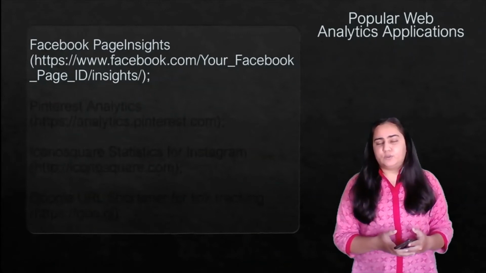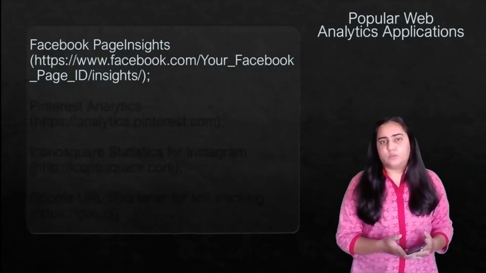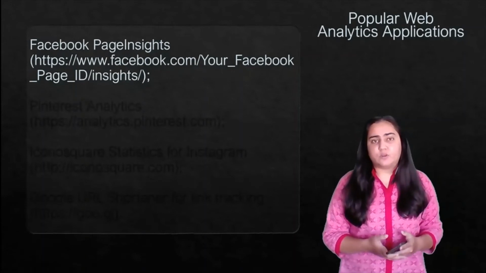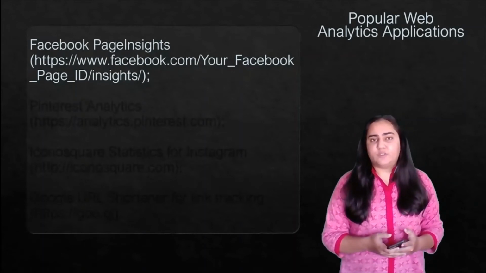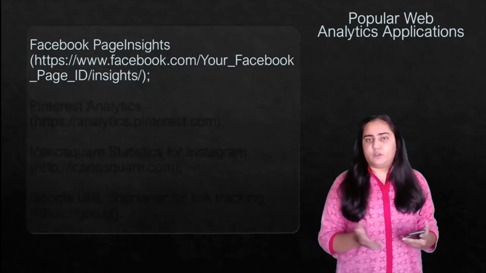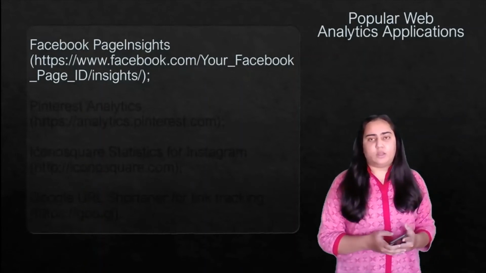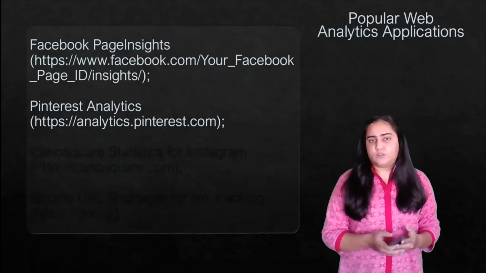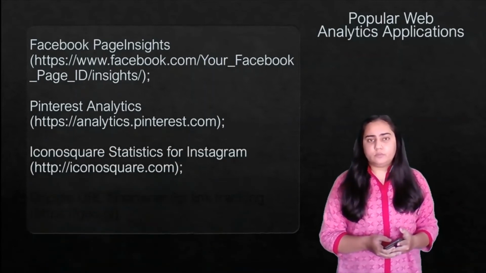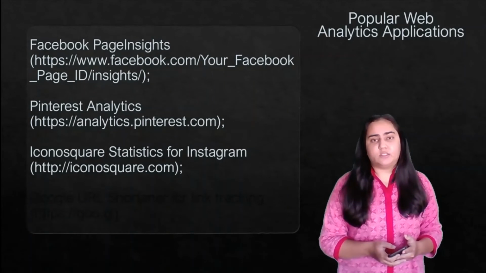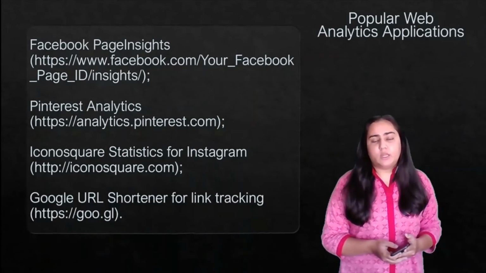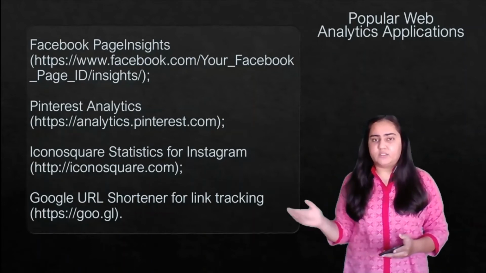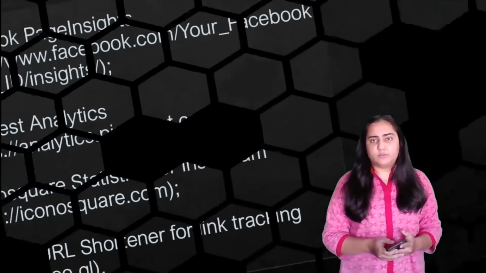There are several other tools. I'm not going to describe them in detail, but I'm going to provide the links so you can go and check them out for yourself. One such tool is Facebook Page Insights, which is definitely meant for analyzing Facebook. Pinterest Analytics, used with Pinterest. Iconosquare Statistics, used for Instagram. Google URL Shortener, which is used for link tracking. It is available on this website.